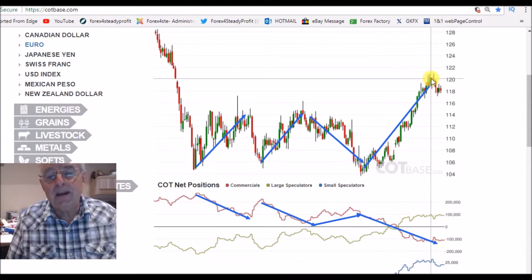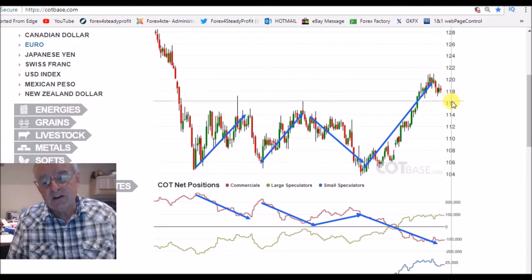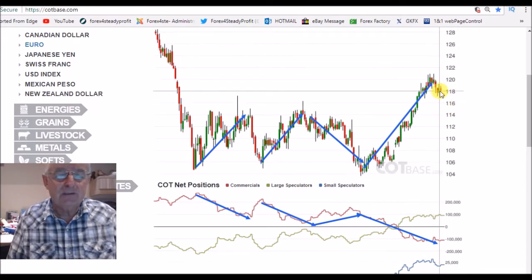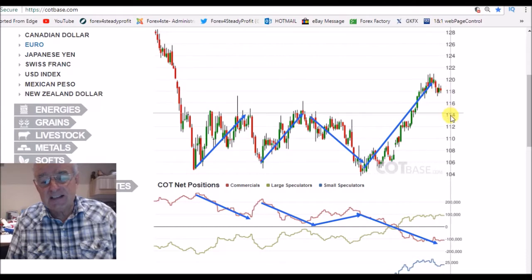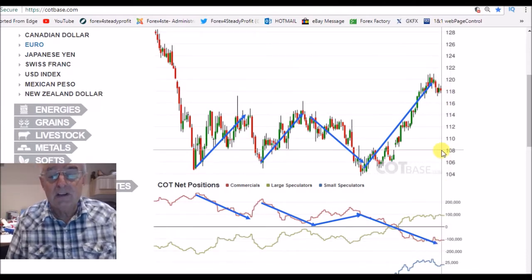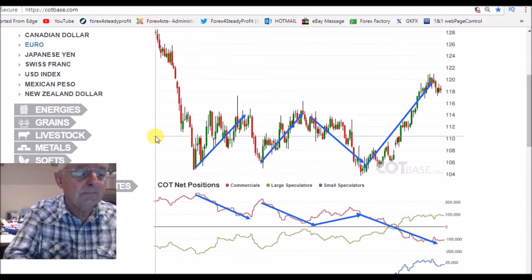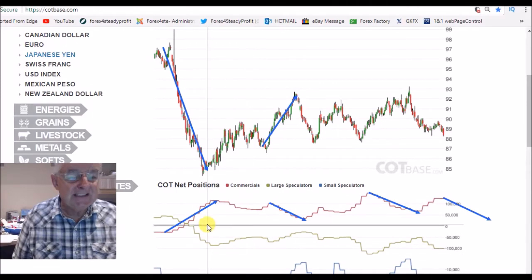We've got an overbought euro, and I am expecting quite a large fall in the price of the euro. It started to sell off. The commercials haven't actually sold off all that much, so I am expecting quite a big fall in the price of the euro. Right, here we have the Japanese yen.